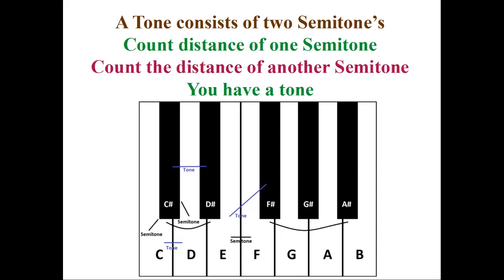In the same way, we can find a tone between E and F sharp, because from E to F is a semitone, and then from F to F sharp is also a semitone. So that's 2 semitones between E and F sharp. Therefore, E to F sharp is a tone.